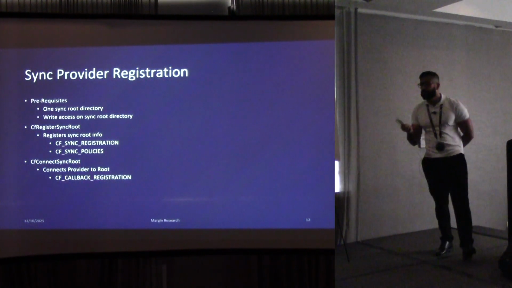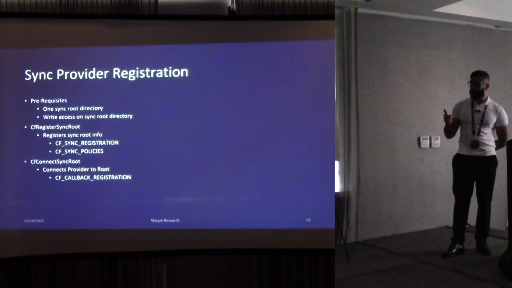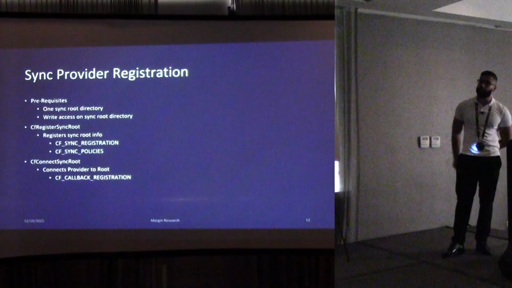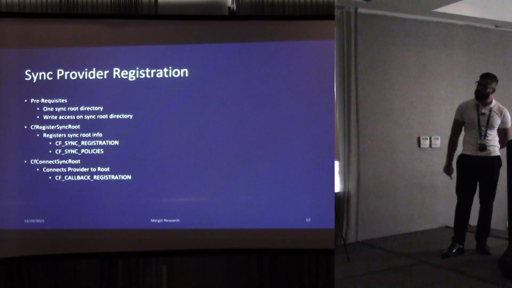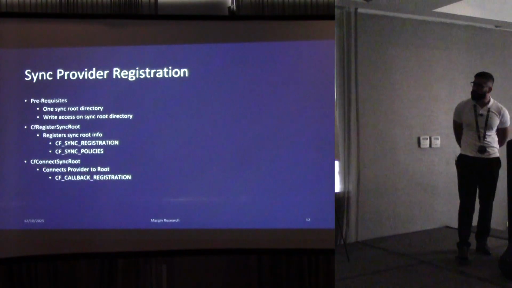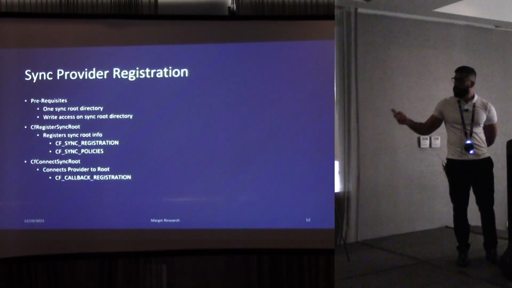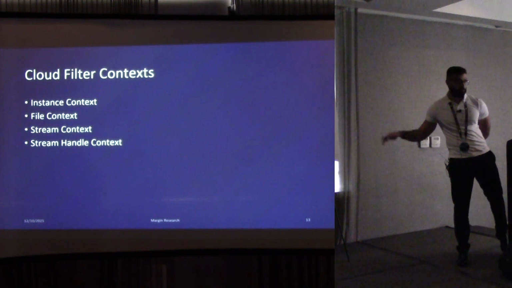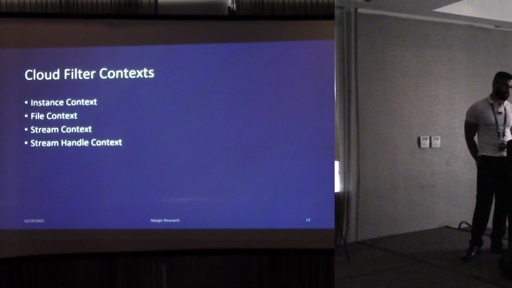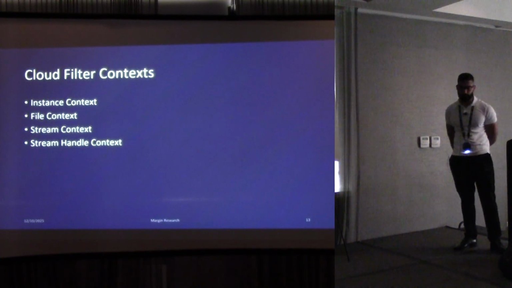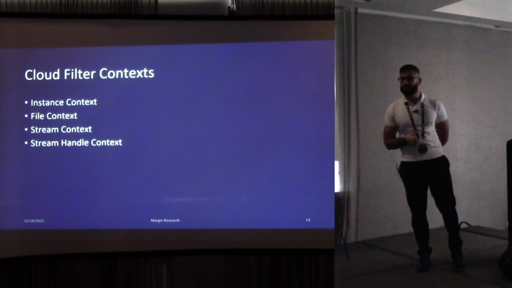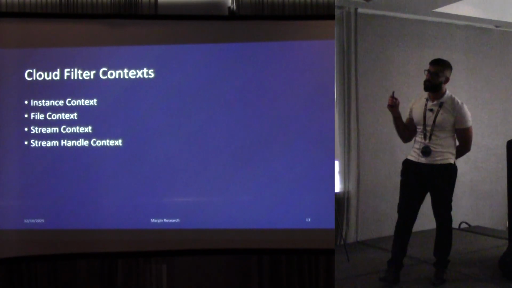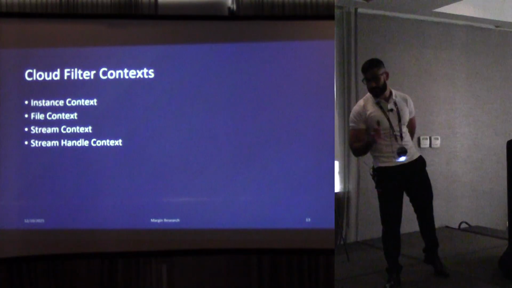So there's some interesting behavior. As you can see, it's asynchronous stuff happening with the kernel, it's not very linear, and there are a few steps involved. So there's some interesting vulnerability research surface there. Now, the cloud filter specific context: it uses an instance context, a file context, a stream context, and a stream handle context.